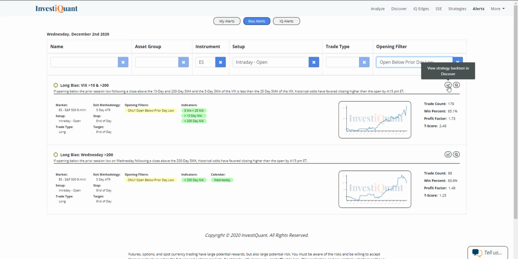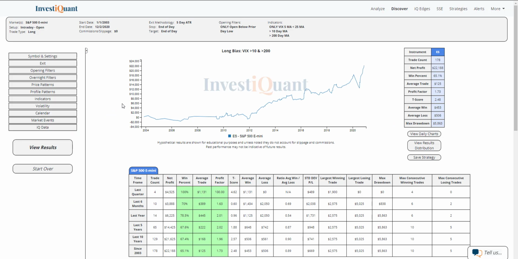But let me click this here from the bias alerts and load this long bias, VIX, above 10 and above 200. What this pattern looks at is when the 5-day moving average of the VIX is less than the 25-day moving average of the VIX. That's showing a lower volatility period, or a falling volatility period, in a bullish environment, which is defined as above a 10 and above a 200-day simple moving average. So it's an indicator pattern that's taken place here, and then opening below the prior day low when those conditions are true.